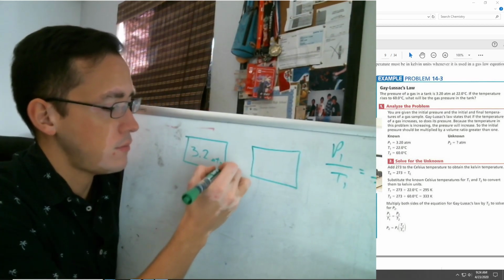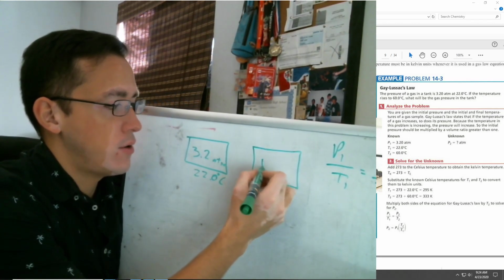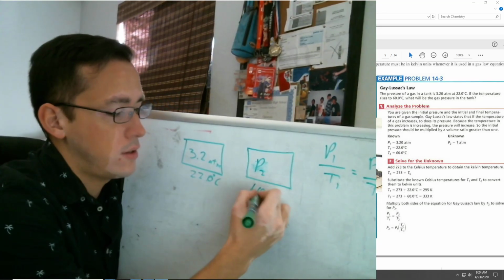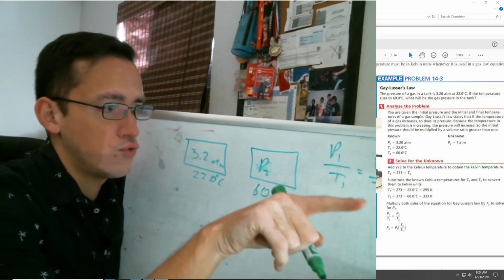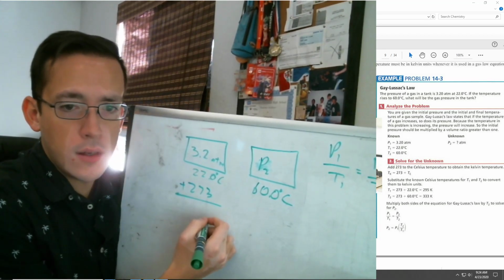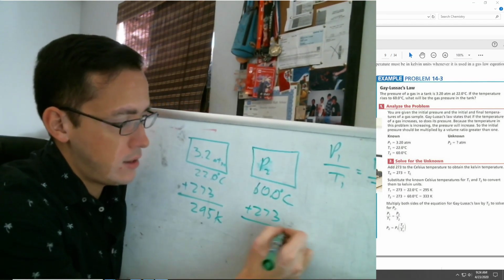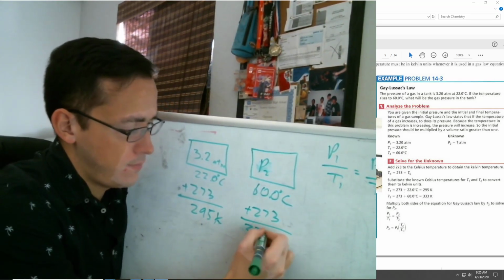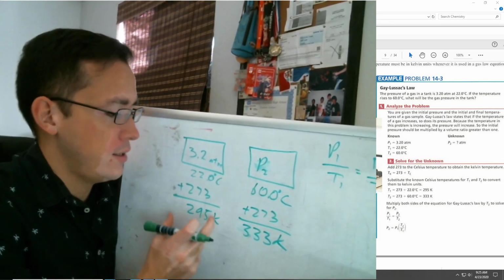atmospheres at 22 degrees Celsius. And then we don't know our second pressure, but we do know it was heated up to 60 degrees Celsius. Well, remember, just like last problem, we cannot use Celsius for this. We got to switch to Kelvin. So let's add 273 to that. It becomes 295 Kelvin. And let's add 273 to that. That is 333 Kelvin. So we have the initial temperature and the final temperature, or should I say the T1 and T2.